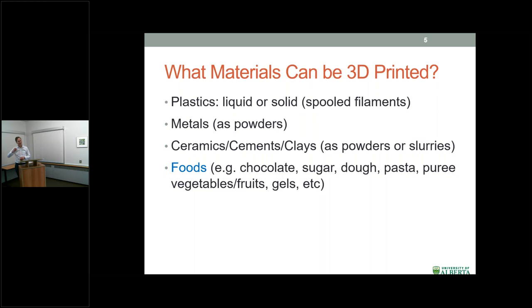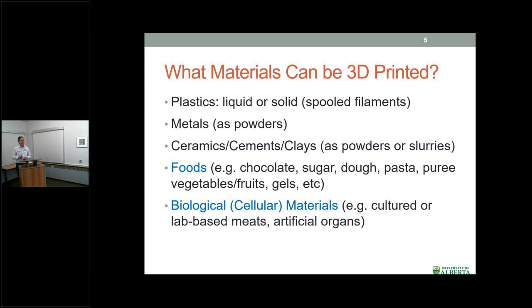There's a long list that not only researchers have looked at, but people in their own homes have been experimenting with. In addition to foods, there's also biological materials, what we call bioprinting. In that case, you're taking cell cultures, so cultured or lab-based meats. We'll talk about that a little bit. It also can be used as platforms for creating artificial organs, so in the medical field. So just to give you a feel that it's everywhere now.